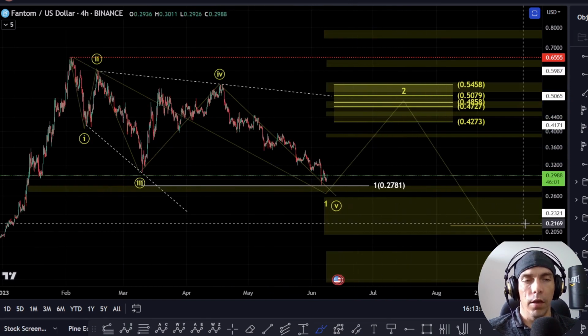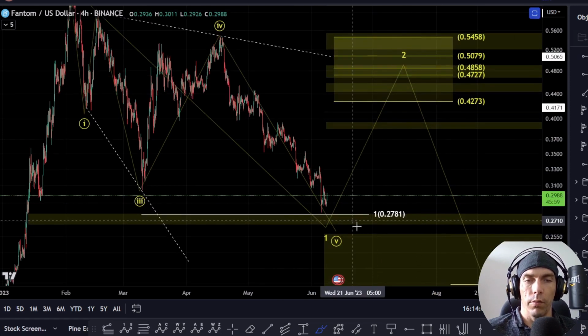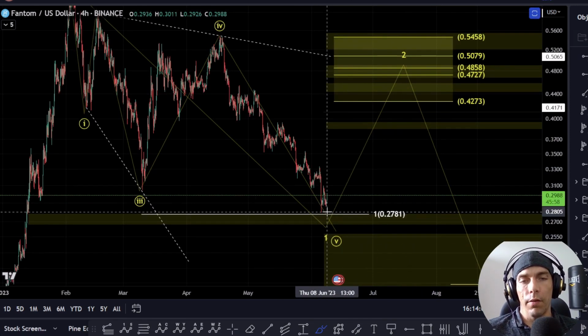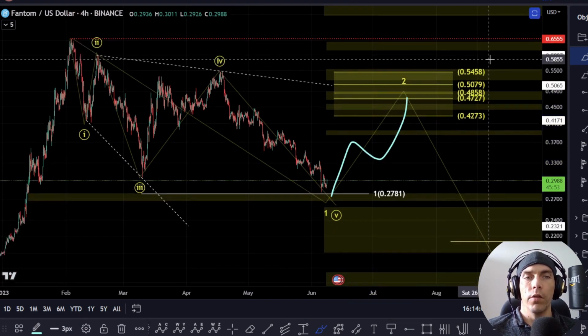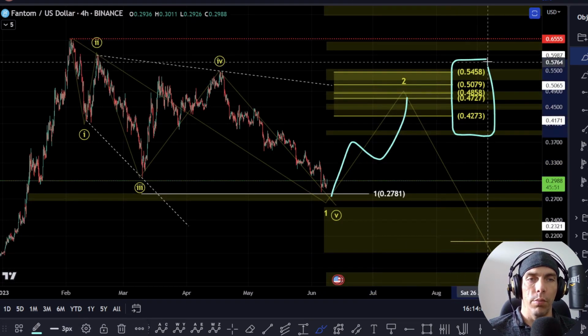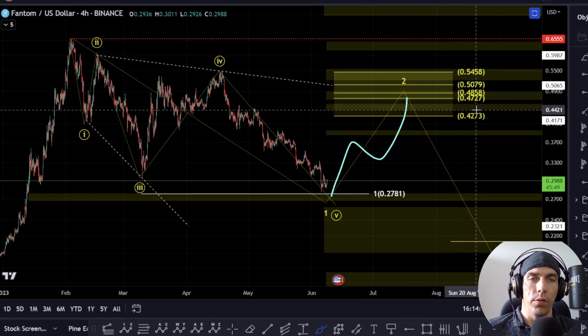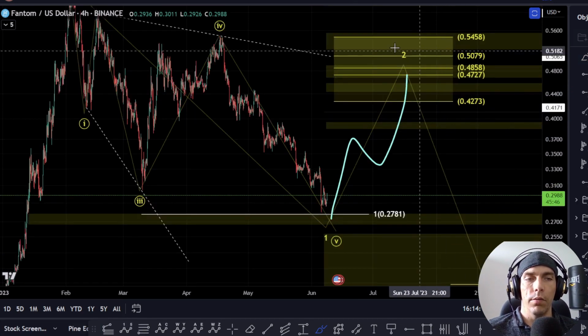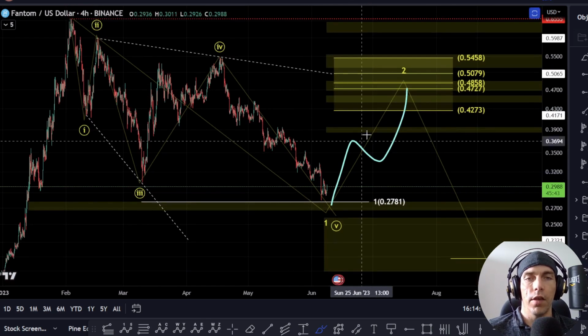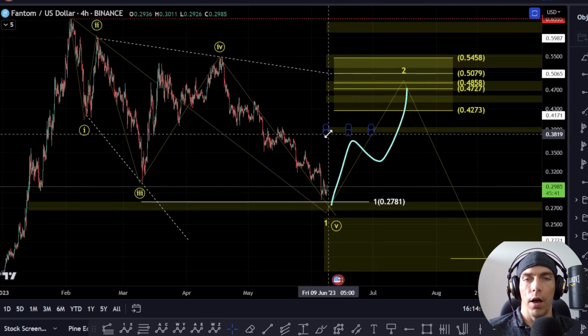Now, the key thing here is we'd have to actually cross this 2781, and then we would have to get a reversal to the upside in a three-wave move. So the rejection point we'd have to keep an eye on as we move up would be this 54.58 to this 42.73. Now, I do have some potential rejection areas here, depending on how high we move up.